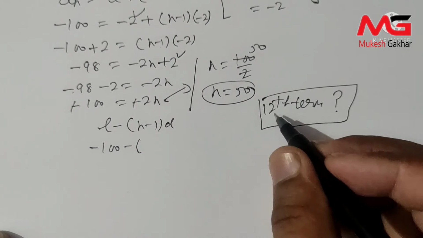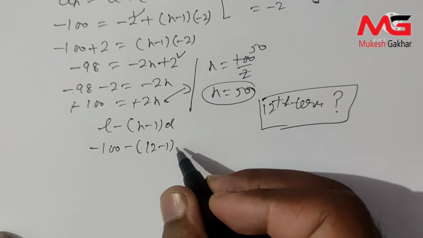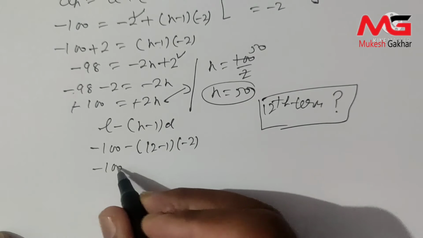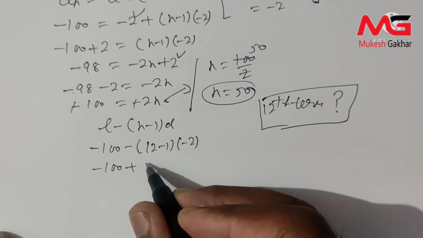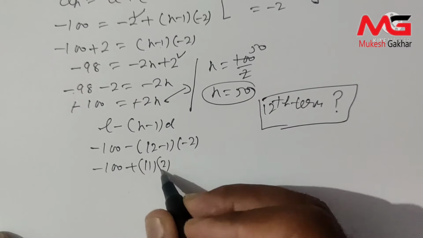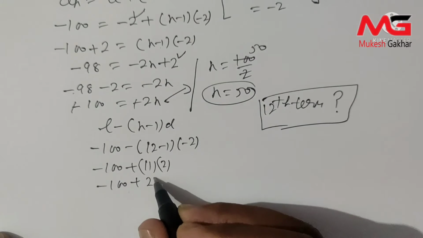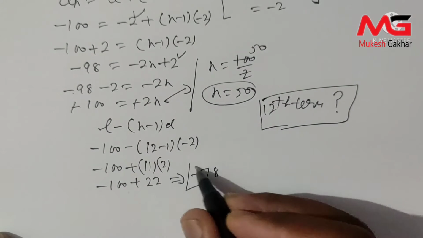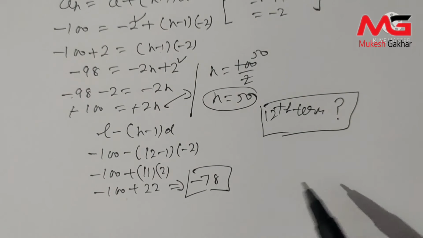So you can put this 12 value here in place of n. 12 minus 1 into, what is the value of d? Minus 2, minus 100. So minus minus plus. 12 minus 1 is 11 into 2 minus 100 plus 22 implies it will be minus 78. So the 12th term from the end, means from the right hand side, it will be minus 78.